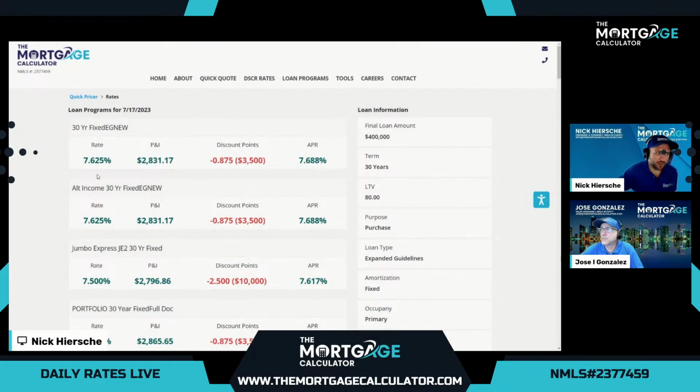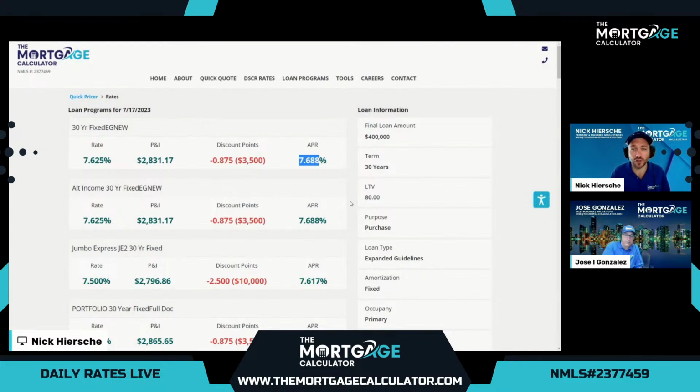Best option here for the bank statement, 7.625 rate, 0.875 discount points and costs, and a final APR of 7.688. So remember the conventional was at 7.1 something, I believe, just a minute ago. Here for about 0.5 higher, we can use bank statements, which is amazing. And our customer may not even qualify for conventional, so this may be the only option using those bank statements.